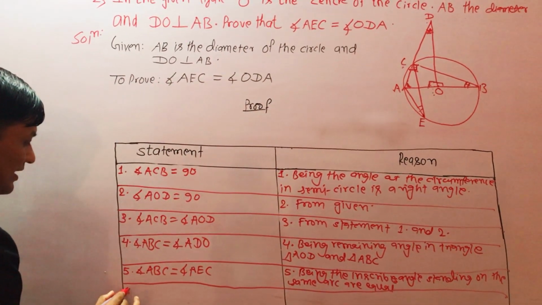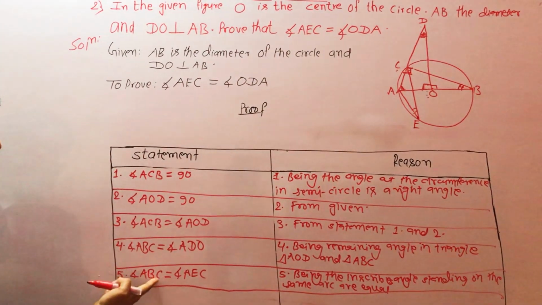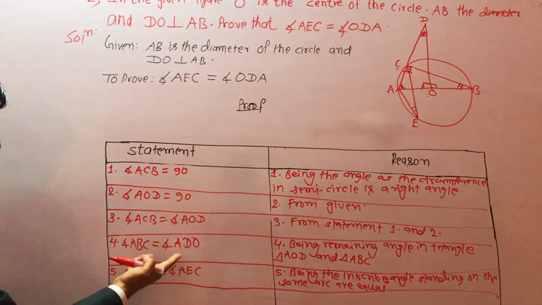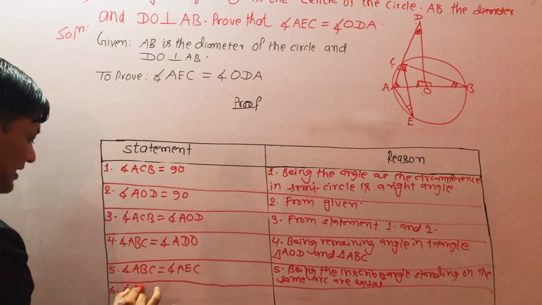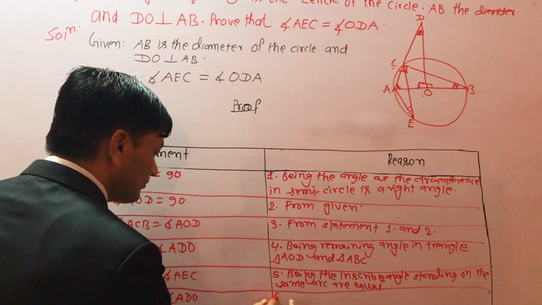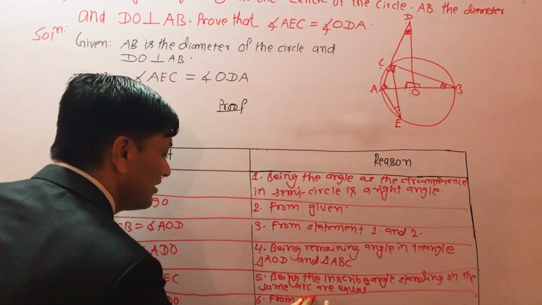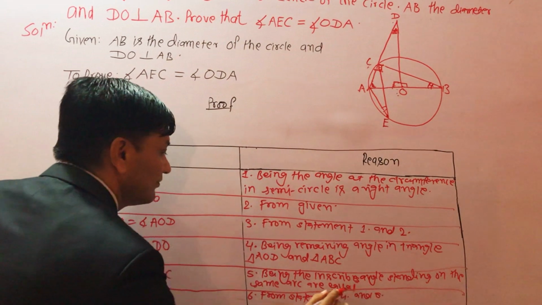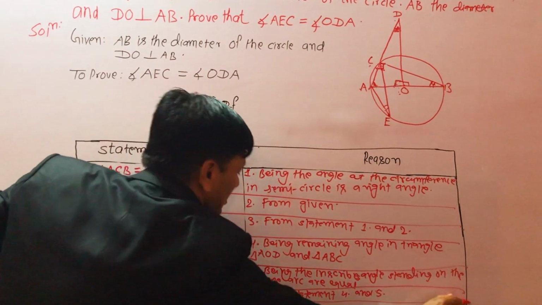Now statement six: we can see angle ABC is equal to angle ADO, and angle ABC is equal to angle AEC. It means the two ABC angles are equal, and we can write angle AEC is equal to angle ADO, from statements 4 and 5, by equal axiom. Hence proved.